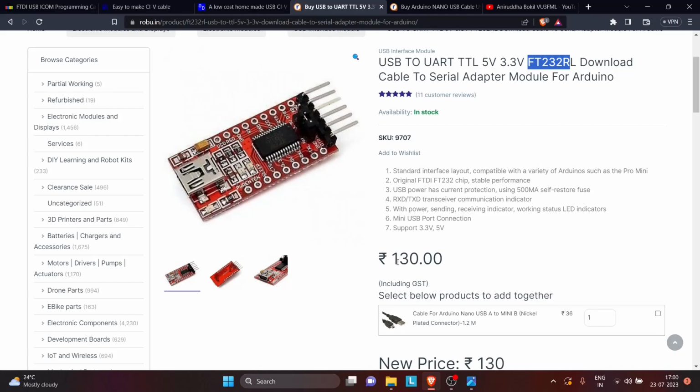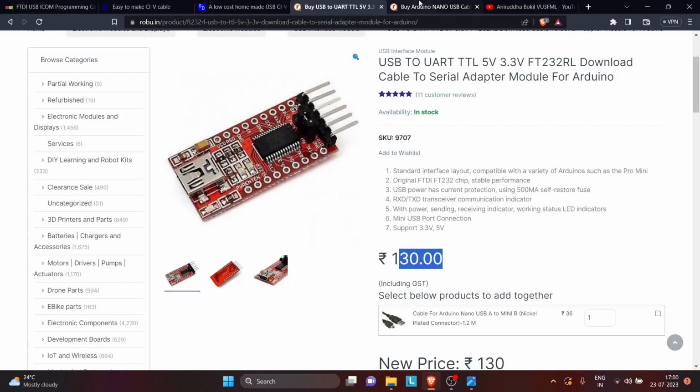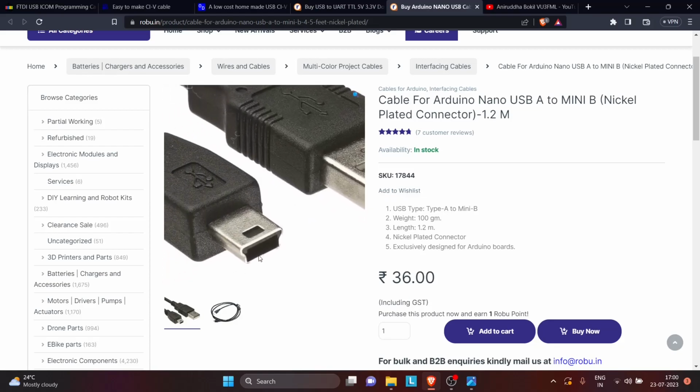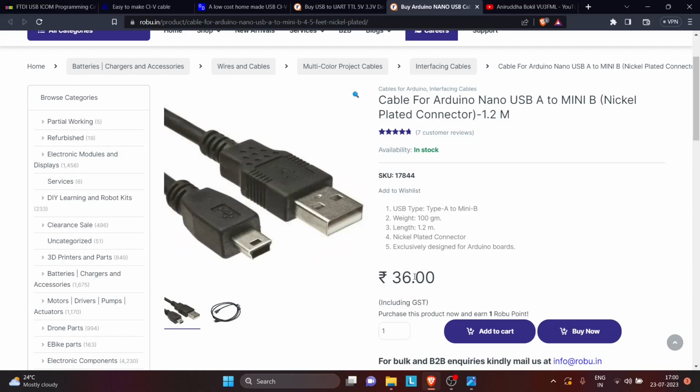It just costs 130 rupees. Now it has got this mini USB-B interface. So in order to connect it to your laptop, you need to purchase this mini USB to USB-A cable. So this is mini USB-B and this is USB-A. It just costs 36 rupees. So both of them together is not costly at all. You can easily purchase them. They are easily available in India.